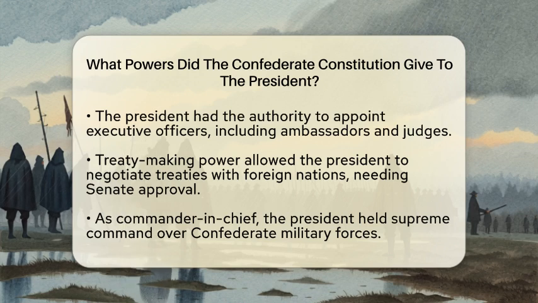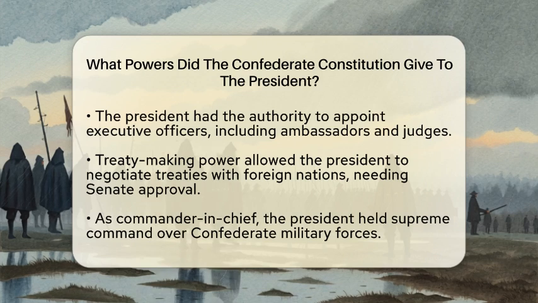Treaty-making power was also a significant aspect of the President's role. The President could negotiate and conclude treaties with foreign nations. However, these treaties required the advice and consent of the Confederate Senate, creating a system of checks and balances.